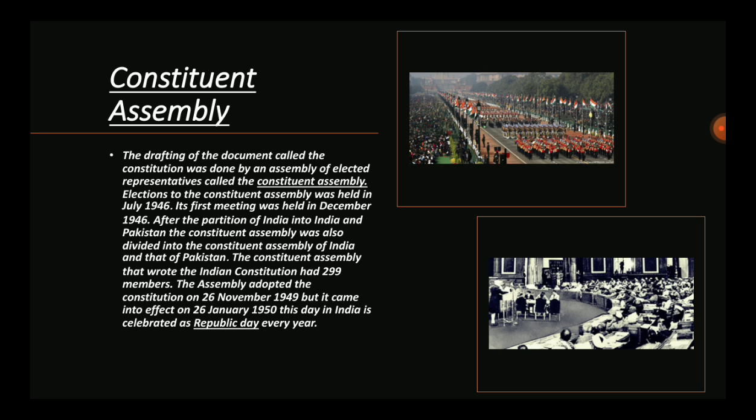After the partition of India into India and Pakistan, the Constituent Assembly was also divided into the Constituent Assembly of India and that of Pakistan. The Constituent Assembly that wrote the Indian Constitution had 299 members, as we already discussed. The Assembly adopted the Constitution on 26 November 1949, but it came into effect on 26 January 1950. This day is celebrated in India as Republic Day every year.